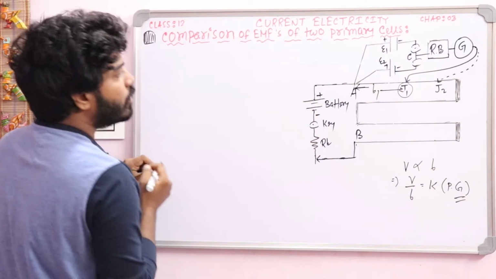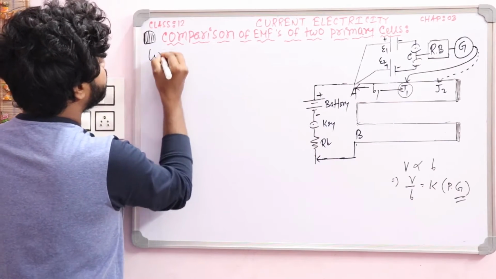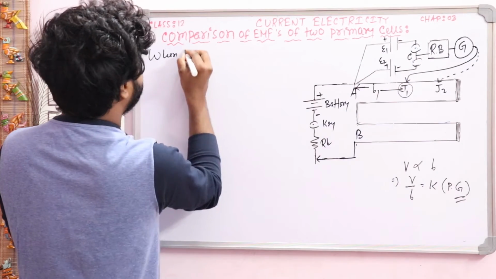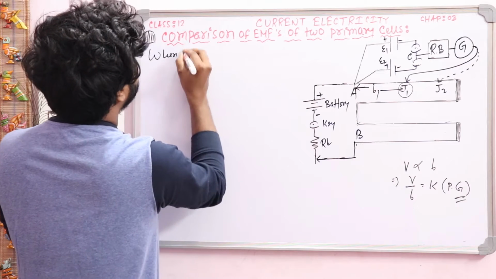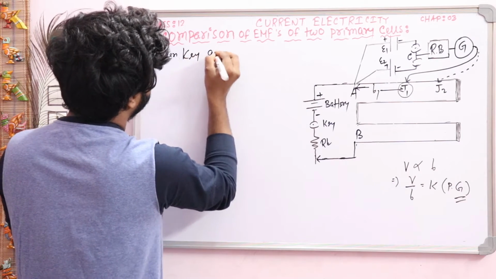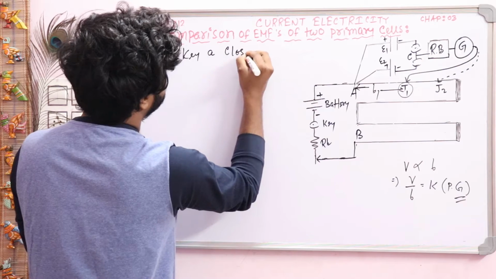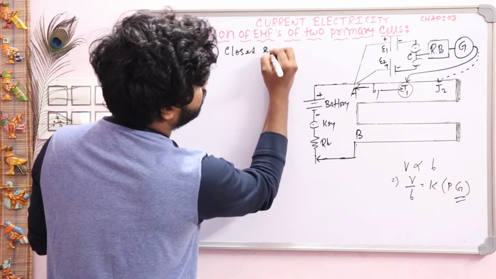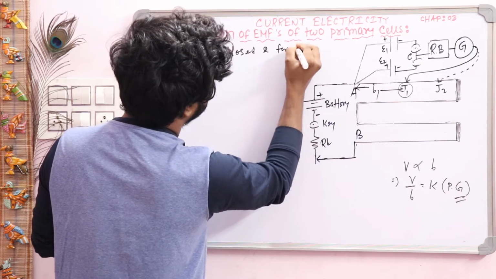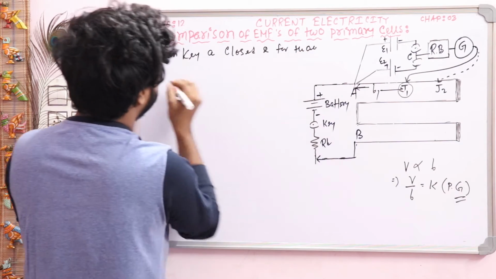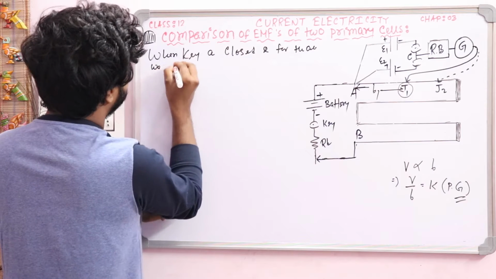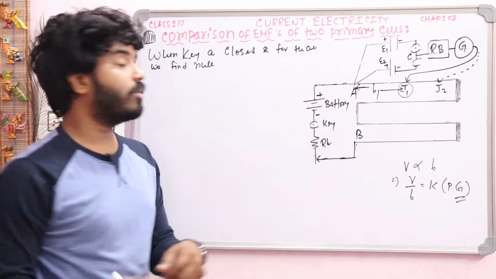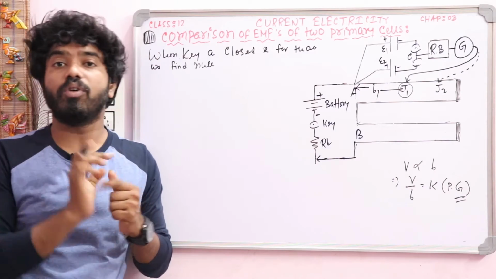So write it down: when key A is closed, for this case we find the null point. You know the method of null point? Null point means there is no flow of current.